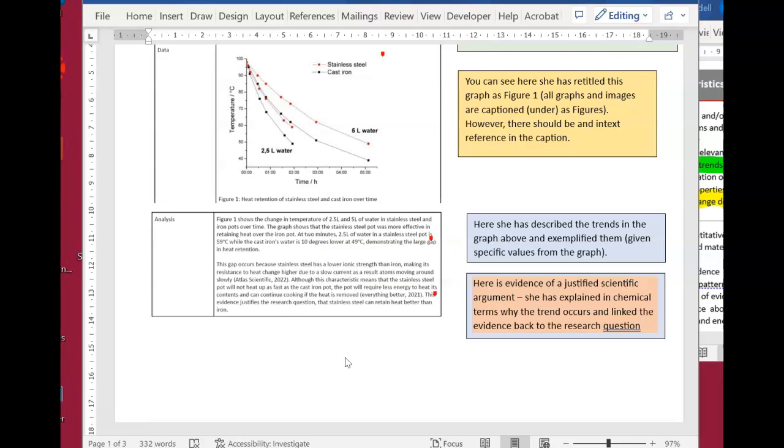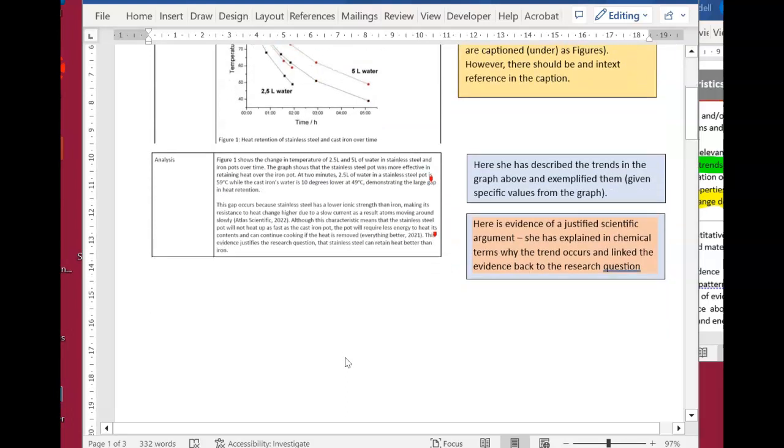Although this characteristic means that the stainless steel pot will not heat up as fast, the pot requires less energy to heat its contents and can continue cooking even after the heat is removed. This evidence justifies the research question. That's poorly worded. You don't justify a research question, you answer it. So this evidence answers the research question that stainless steels can retain heat better than iron ones. So her research question obviously was: is stainless steel or iron better at retaining heat?